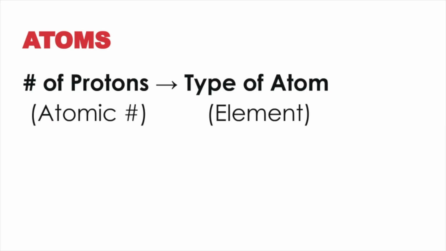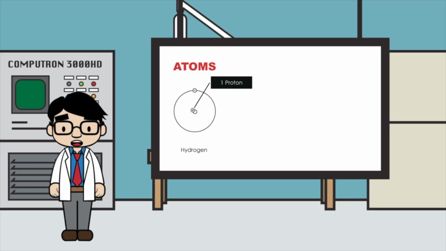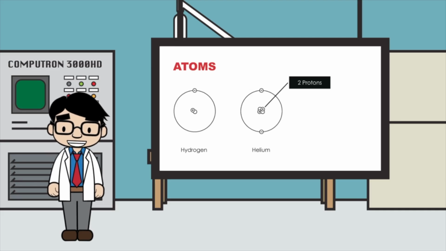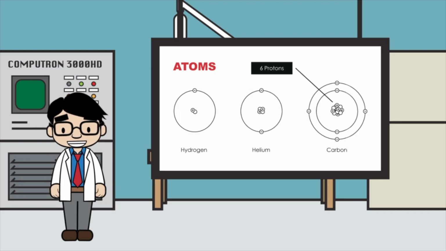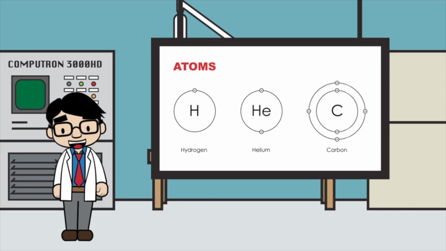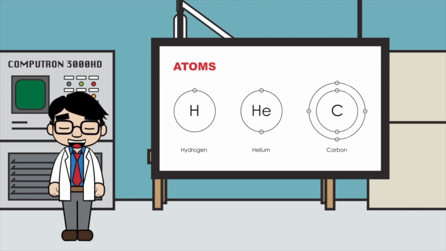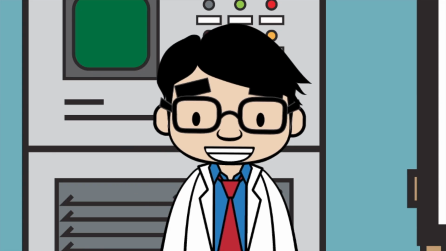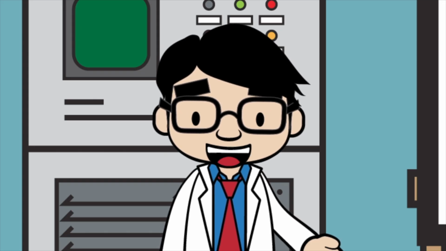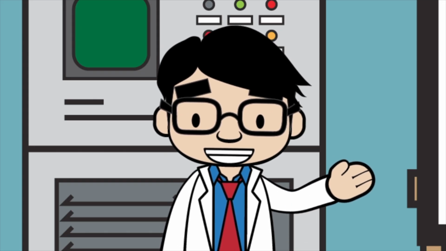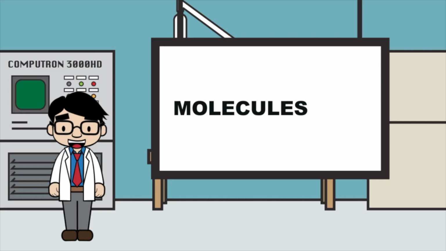The number of protons, or the atomic number, determines what type of atom it is. This one only has one proton, so it's hydrogen. This one has two protons, so it's helium, and this one has 6 protons, so it's carbon. To save time, instead of drawing all the protons and neutrons, the symbol is written instead. Each type of atom acts differently than other types of atoms, but every electron, neutron, and proton acts the same way. Now let's move on to molecules.